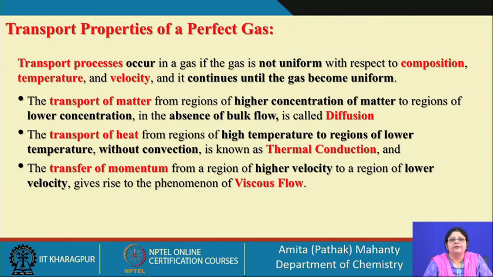Similarly, if you have a temperature difference or non-uniformity in the system, then the transport of energy in the form of heat from a high temperature region to a low temperature region gives rise to a process called thermal conduction. So the transport of matter due to non-homogeneity in composition gives rise to diffusion when there is no bulk flow involved. Similarly, the transport of energy in the form of heat occurs when there is a temperature difference, and this gives rise to thermal conduction in the system.